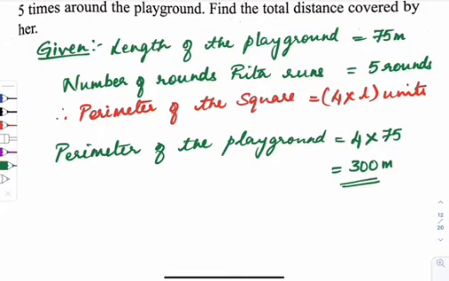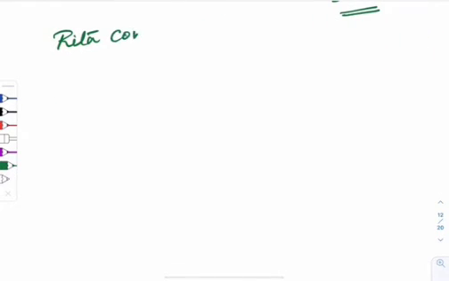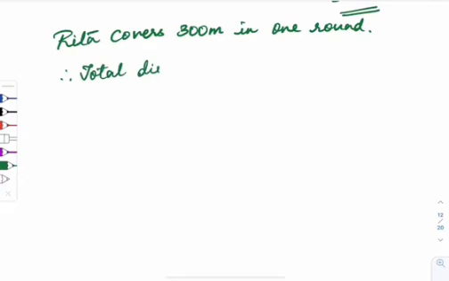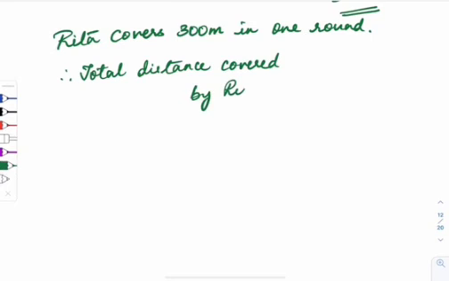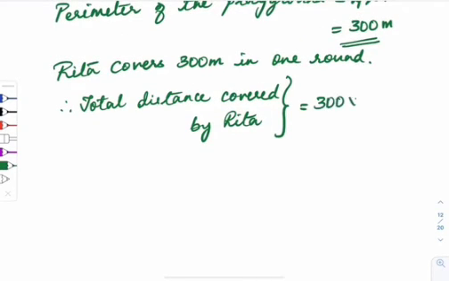So total distance covered, here Rita covers 300 meters in one round. Correct, children? Now therefore, the total distance covered by Rita is equal to 300 meters into 5 times, correct?